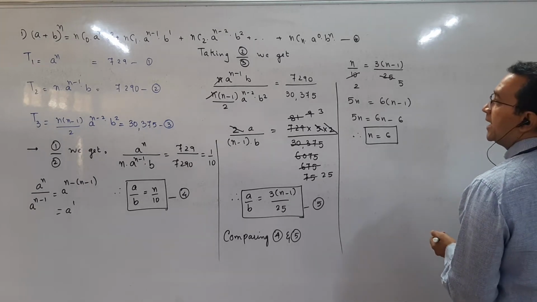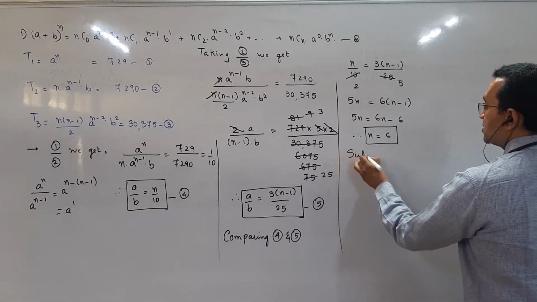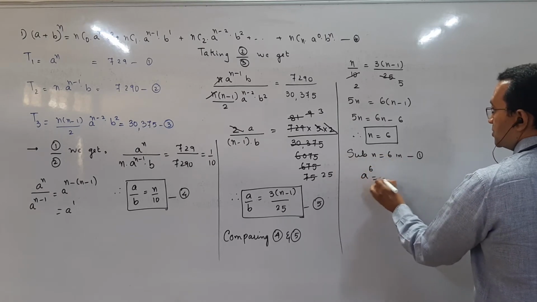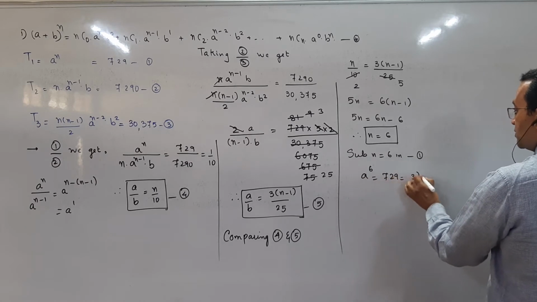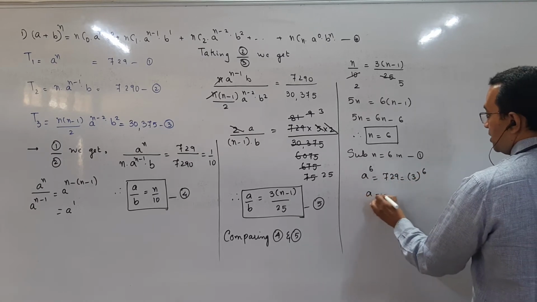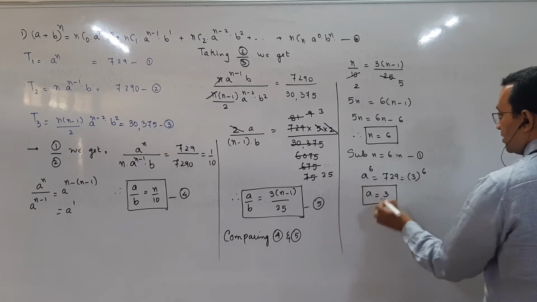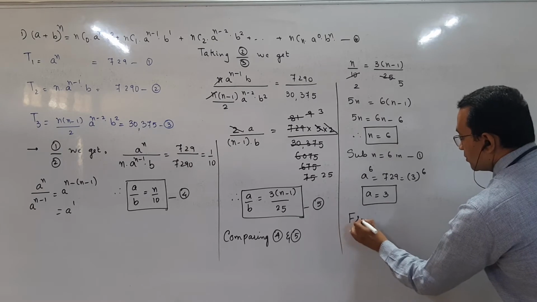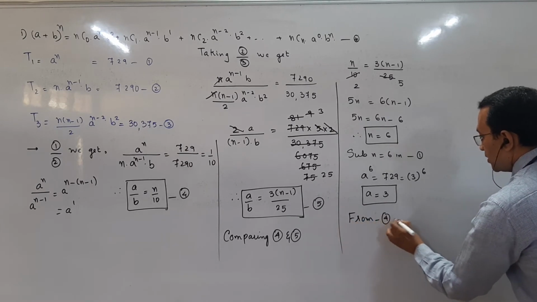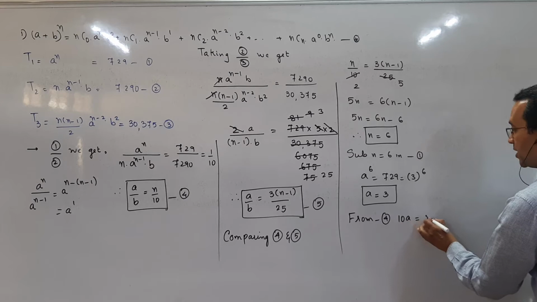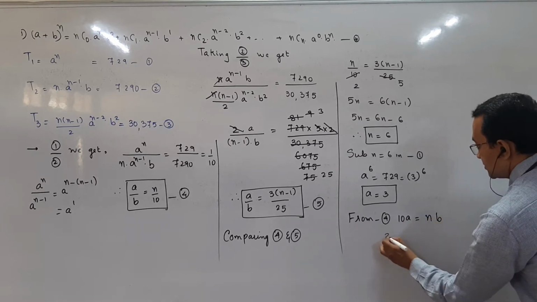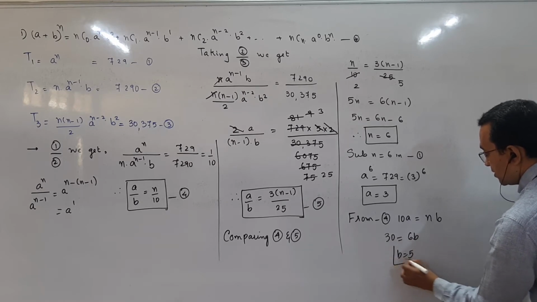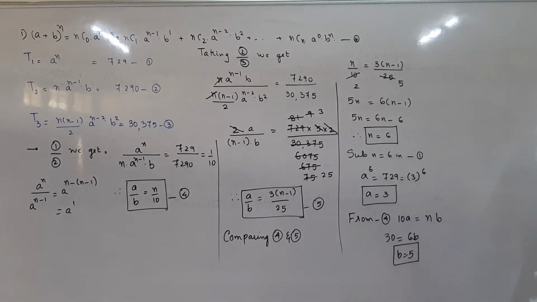Now we want a and b. So substituting n is equal to 6 in result 1, a raised to 6 is equal to 729, which is 3 raised to 6. So a is equal to 3. And from 4, we have 10 times a is equal to n times b. a is 3, so 30. n is 6, so 6b. So b is equal to 5. This is the easiest way to find b.